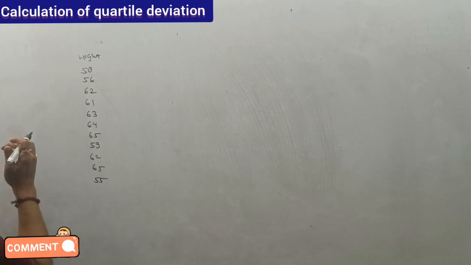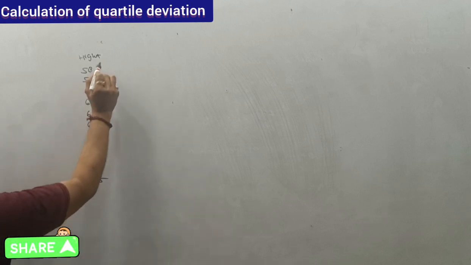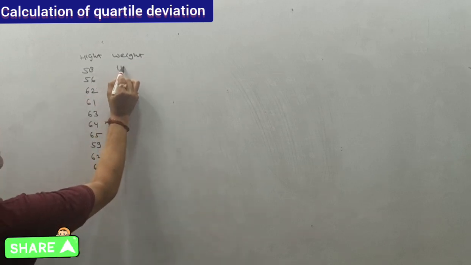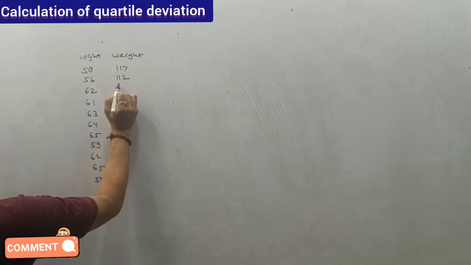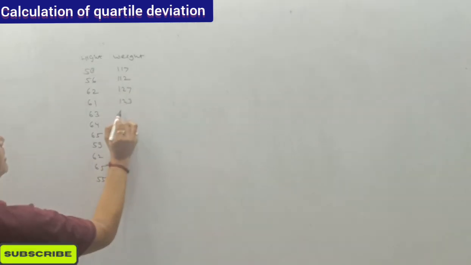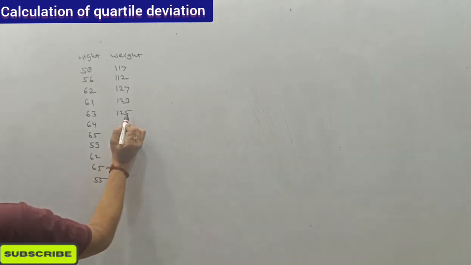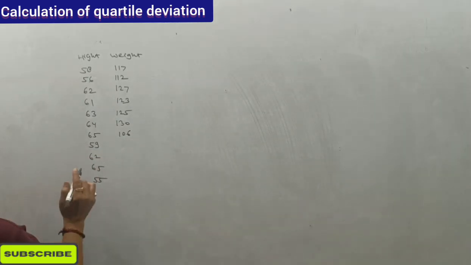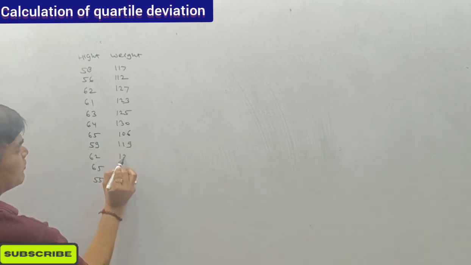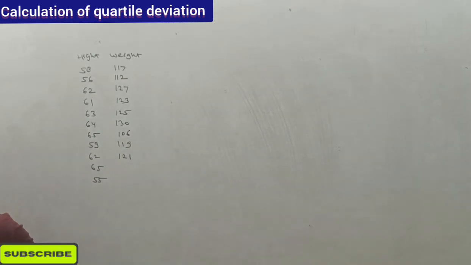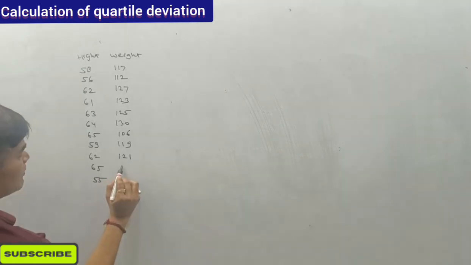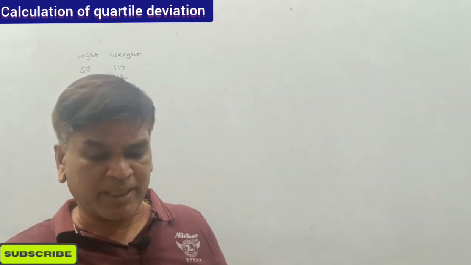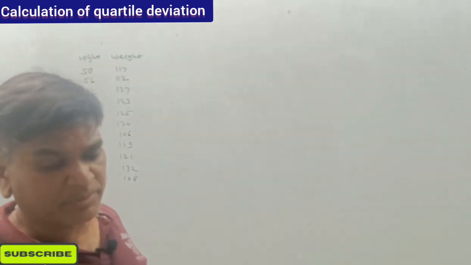So height is given and weight is also given. The weight is given as 117, 112, 127, 123, 125, 130, 106, 119, 121, 132 and 108. Here we are given two series. We have to calculate the quartile deviation and compare both of the series.